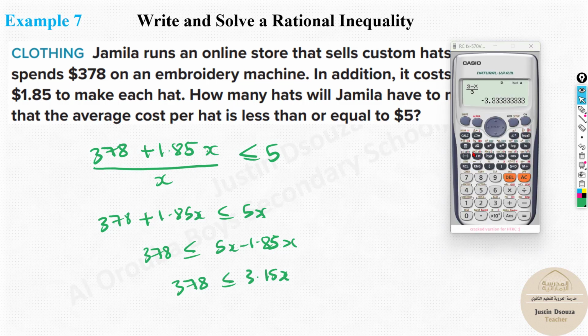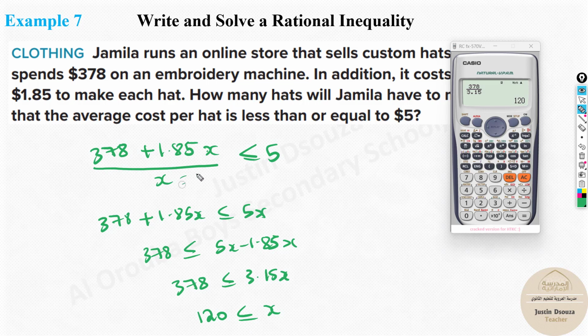I'll just use the calculator. Here, let's do 378 divided by 3.15. The answer is 120. So x must be greater than or equal to 120. Okay, so the number of hats she must sell is greater than or equal to 120.